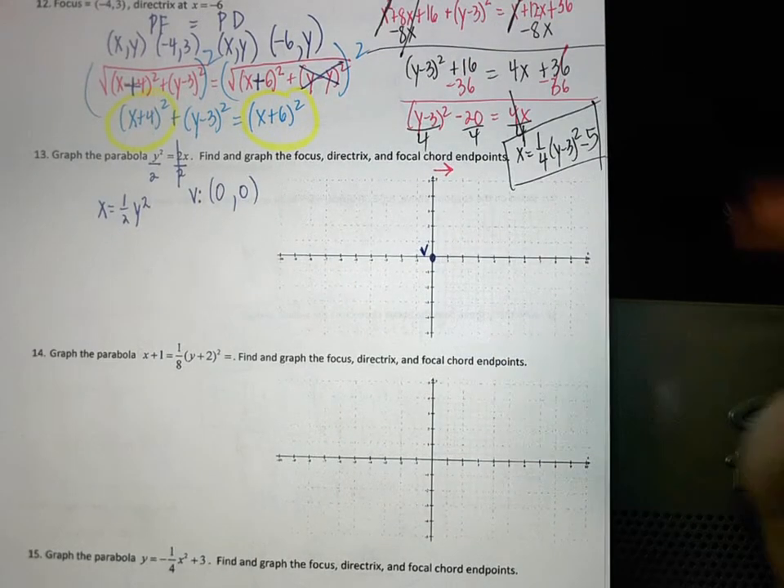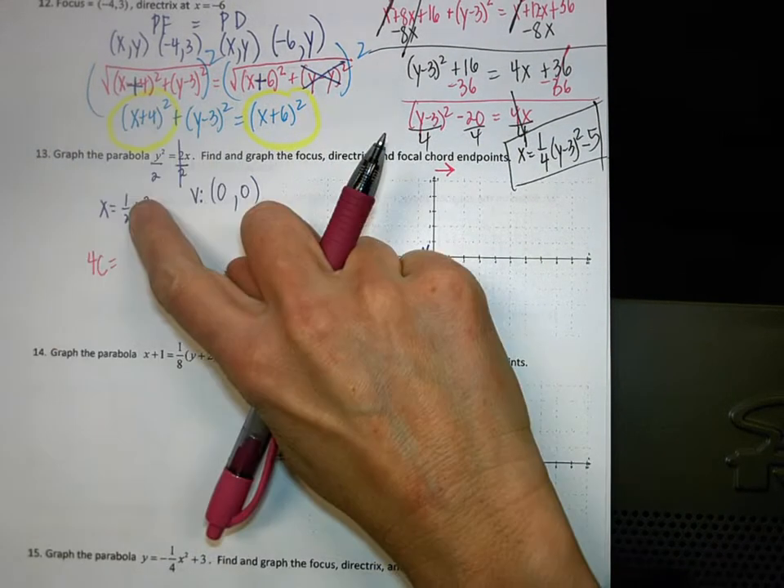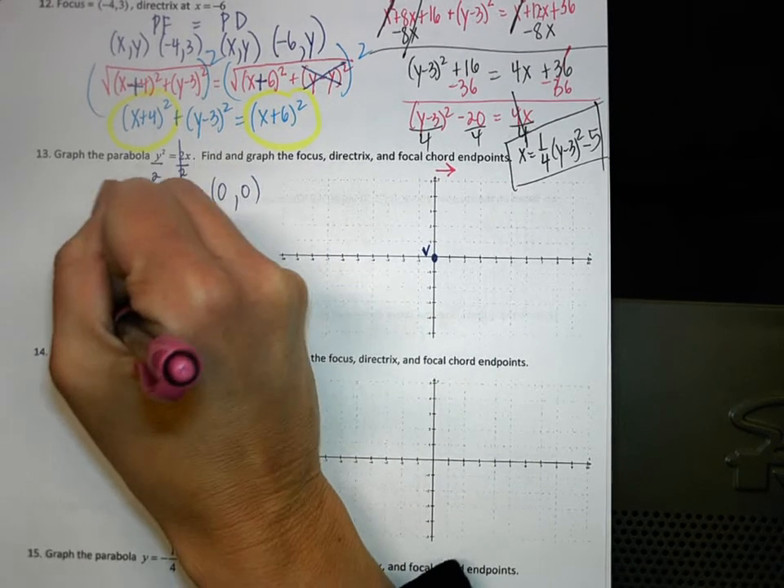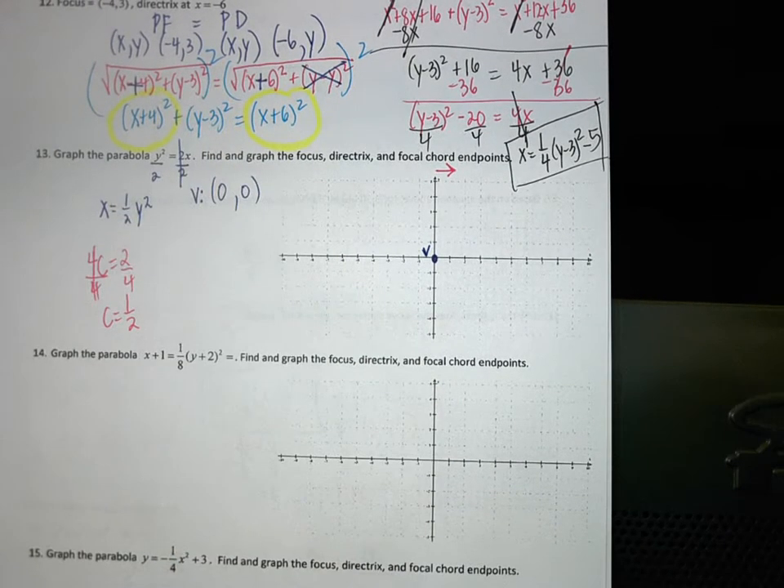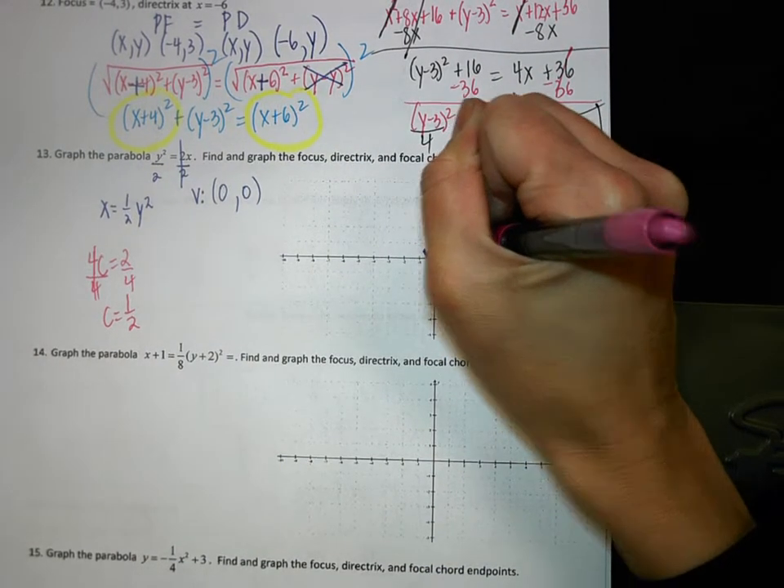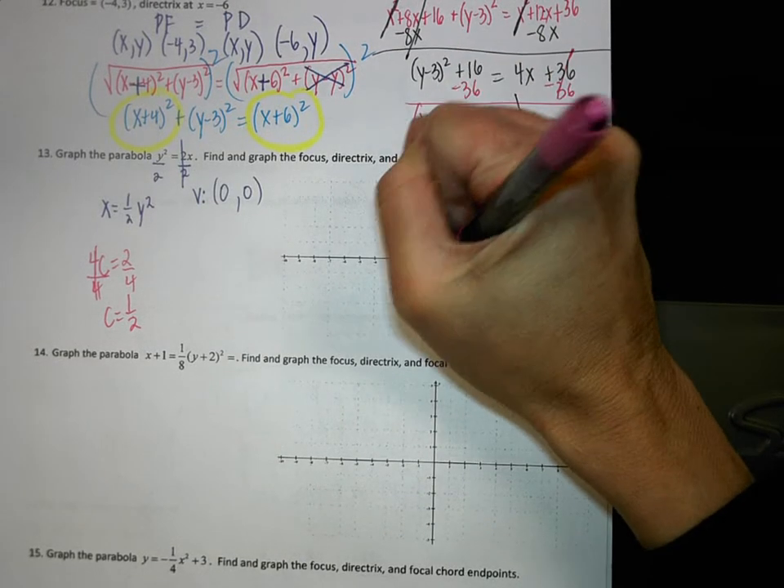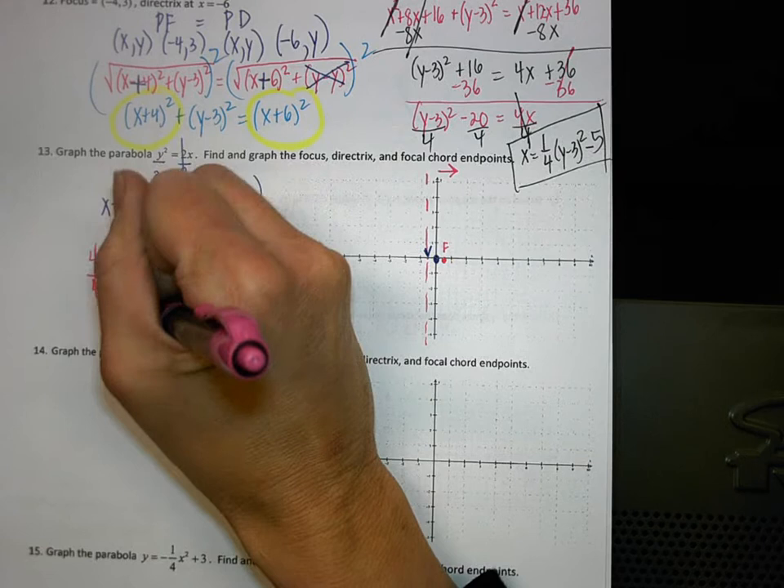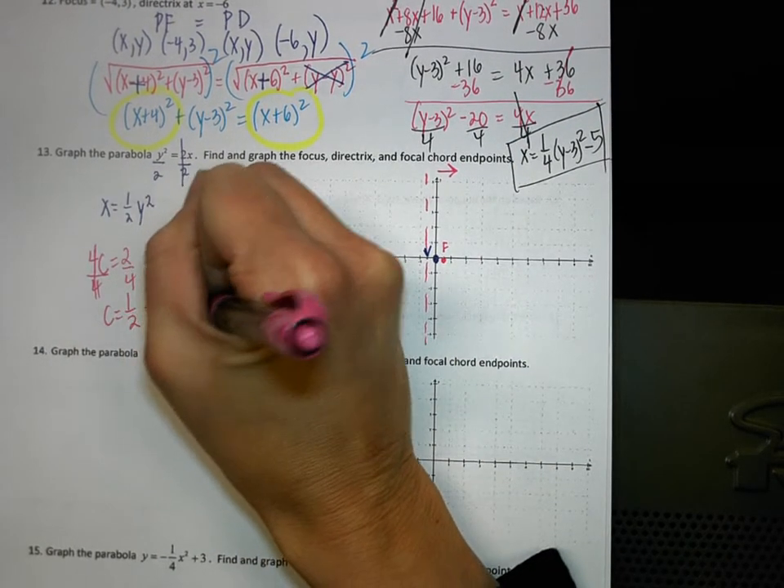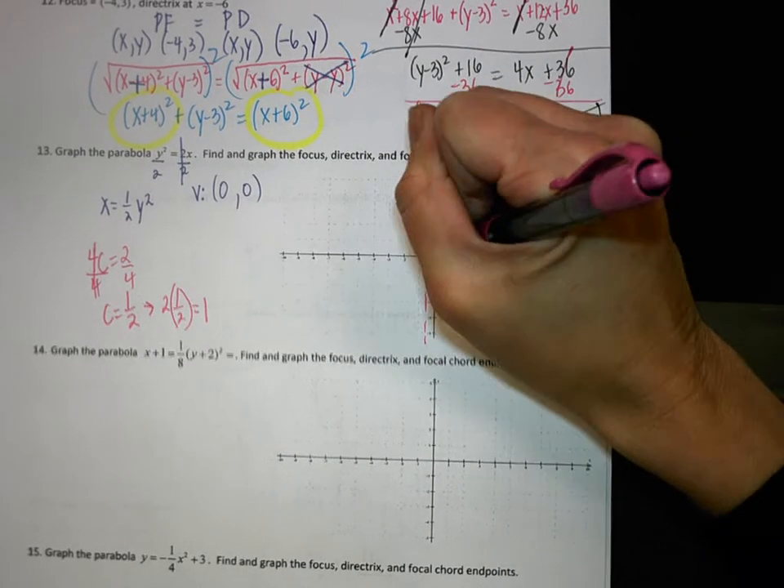In order to find the focus and the directrix, we use our equation for c: 4c equals the reciprocal of 1/2, which is 2. We divide by 4 on both sides, and we get that c equals 1/2 or 0.5. That tells me my focus is 1/2 to the right, and I label that as the focus. My directrix is 1/2 to the left, so we draw that. To find our focal chord endpoints, it's 2 times 1/2, which gives me 1. So I go 1 in each direction from my focus, and then I can draw my parabola.